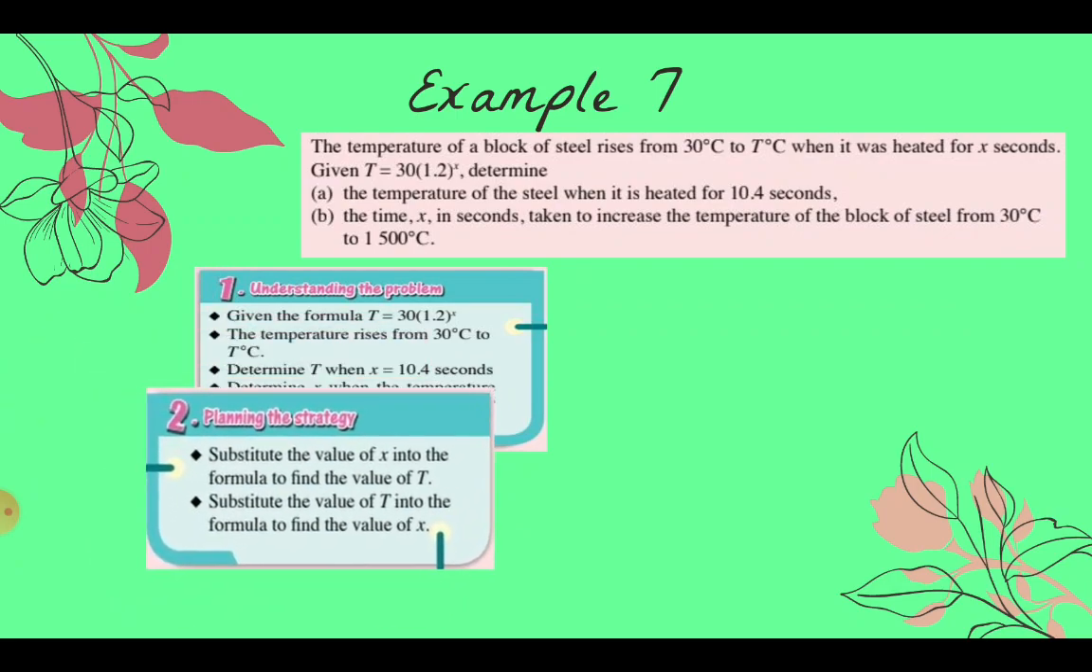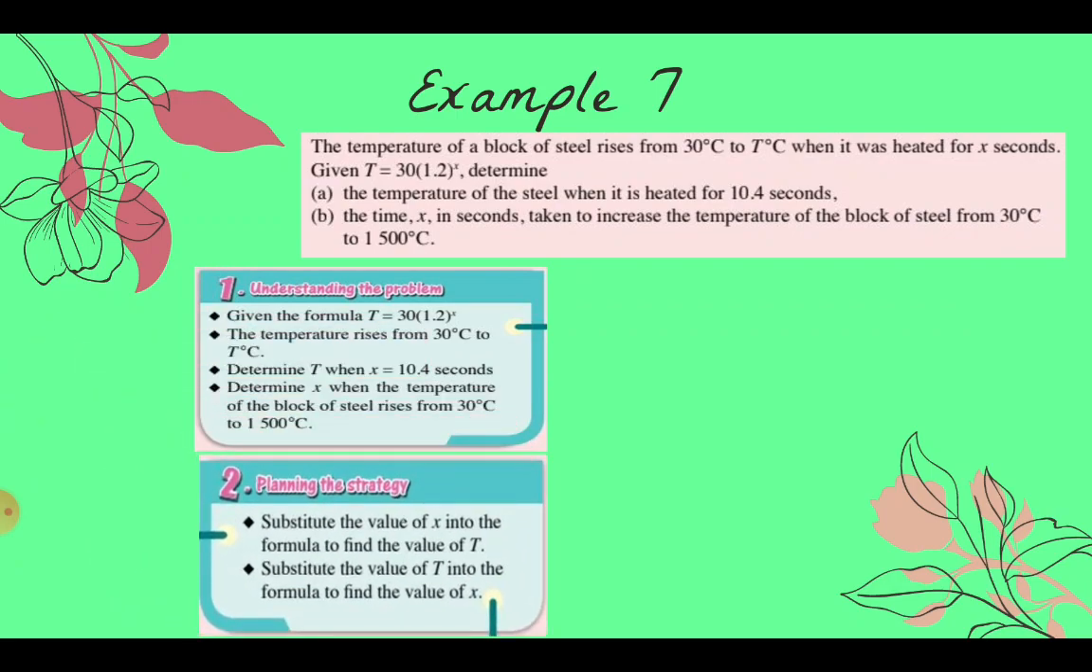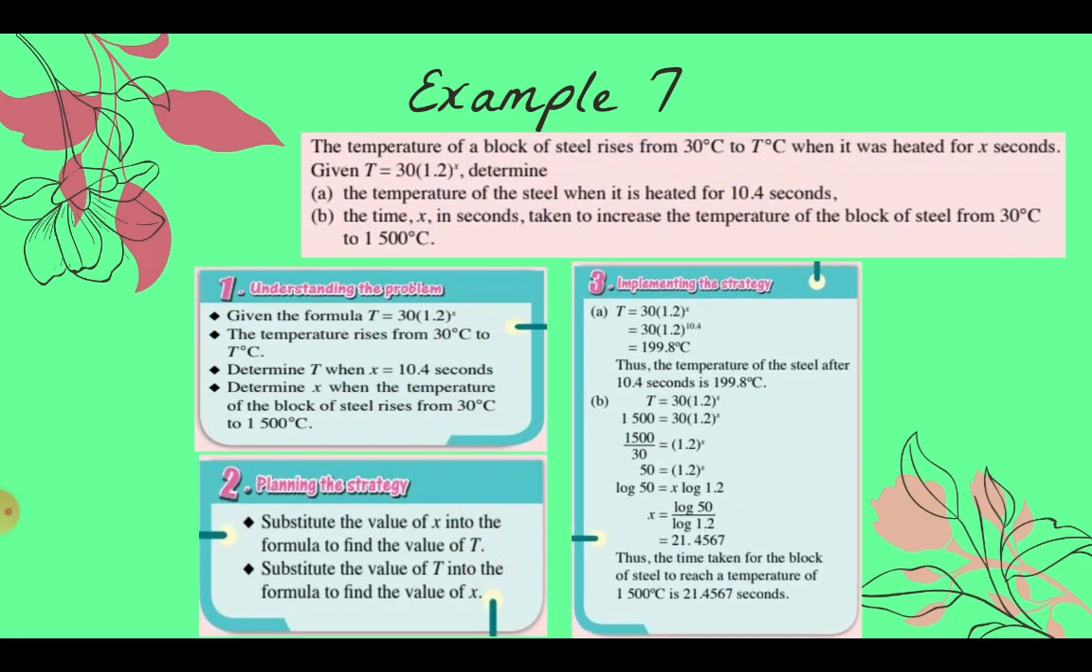And the next step, what you need to do is you plan the strategy. So of course for A, since we are looking for the value of T, we need to substitute the value of X in the formula for T. For B, since we are looking for X, we need to substitute the value of T in the formula of T. Okay, so the next part is we do the calculation.